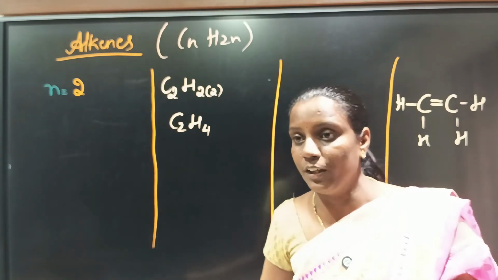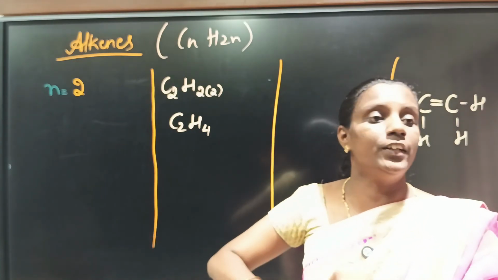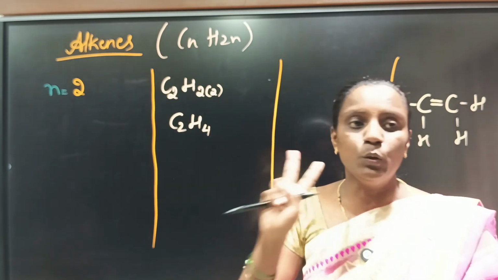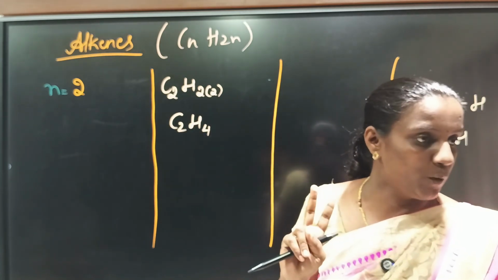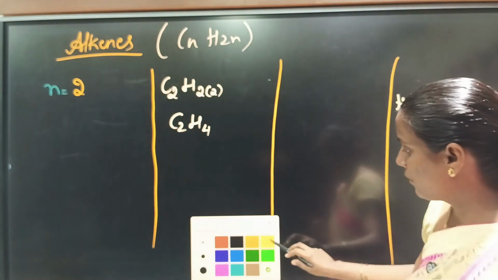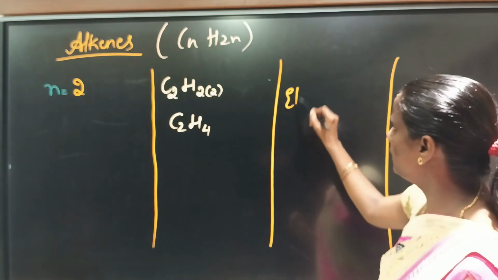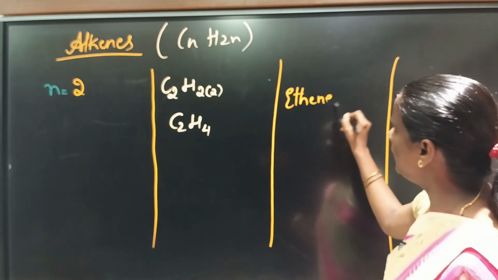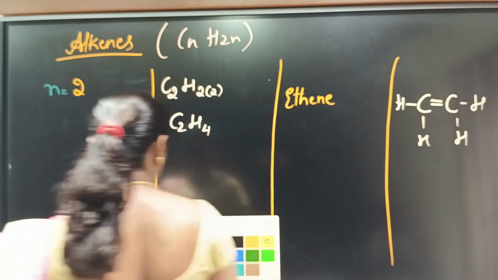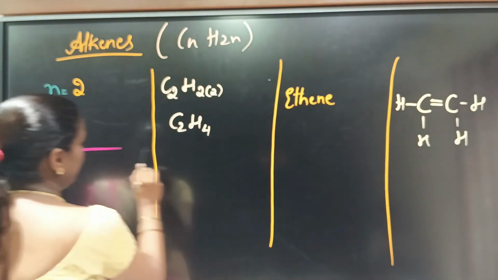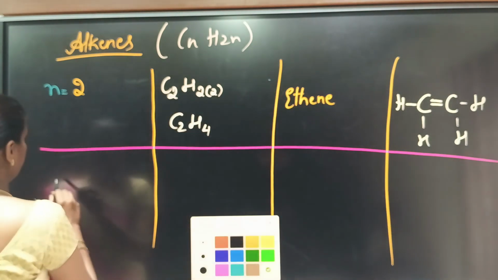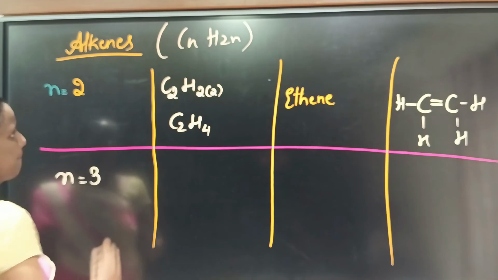Then what about 3, 4 and all? We cannot write a double bond for all the carbon atoms. Only one between 2 carbon atoms itself we can write. So first we will write the molecular name of that. 2 are there, so ethene. You have to learn naming neatly. Then we will go to the next thing, that is n is equal to 3.